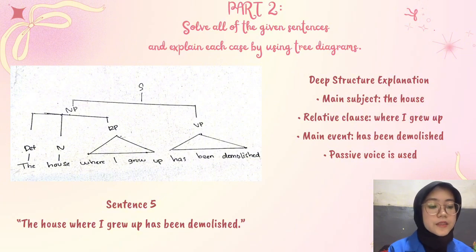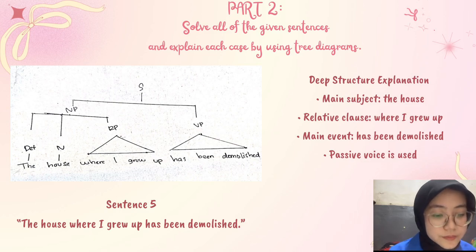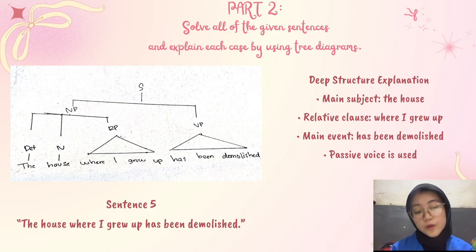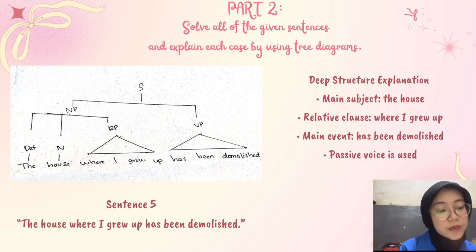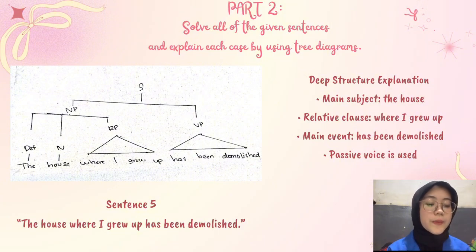The first idea is I grew up in the house. The second idea is the house has been demolished. The relative clause "where I grew up" gives background information about the house. So this sentence uses a passive voice. So the focus is on the result.